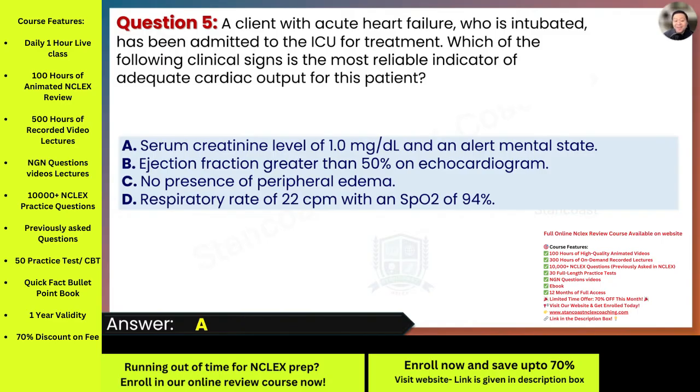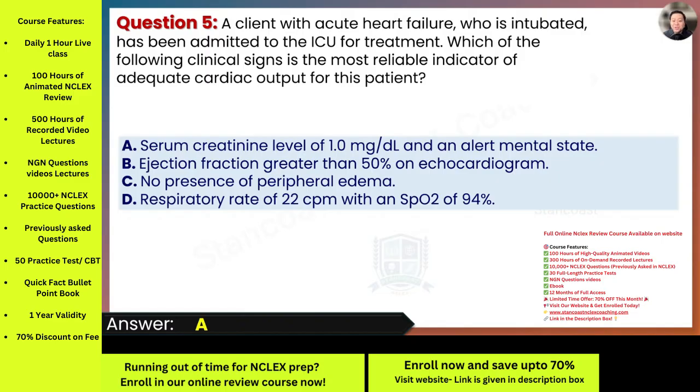Well, the point here is that when you're assessing cardiac output in a critically ill patient, the key is to check if the heart is supplying enough blood to the vital organs. And the best indicator is how well the brain and the kidneys are being perfused, since they need a large share of the body's blood flow to work properly. And why is letter A the correct option?